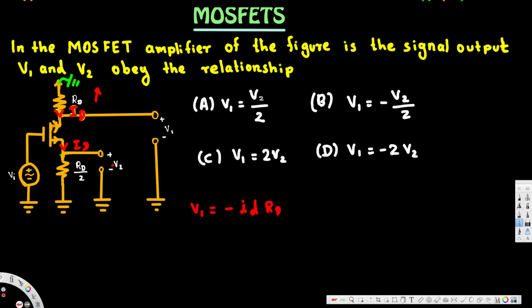Now if you look at V2, it's following the same path, because V2 to ground, so we can take the same direction. So V2 is going to be what? ID times the resistance here, which is RD divided by 2.